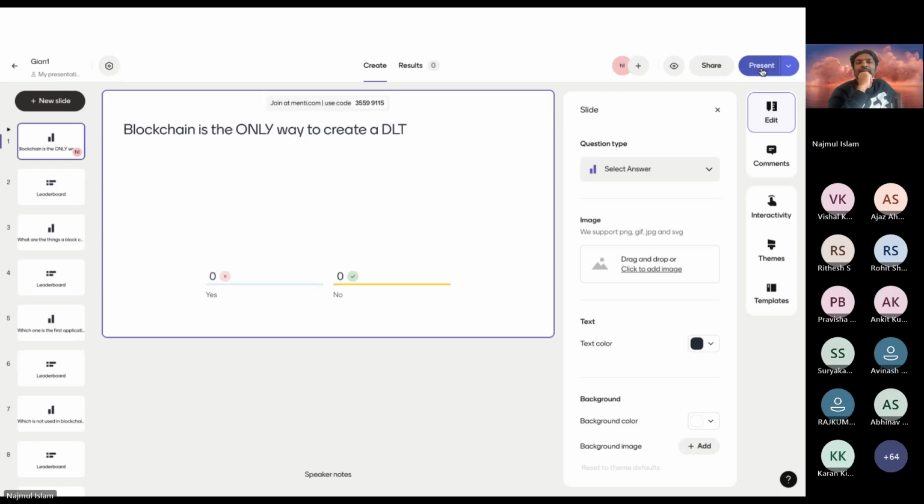What is the role of miners in proof of work? Validate transactions, add block to the blockchain, solve a cryptographic puzzle, all the above. So there were 61 people. Still some people are not done. Two people are still thinking. So what is the role of miners? Do they validate transactions, add block to the blockchain, solve a cryptographic puzzle, or all the above?